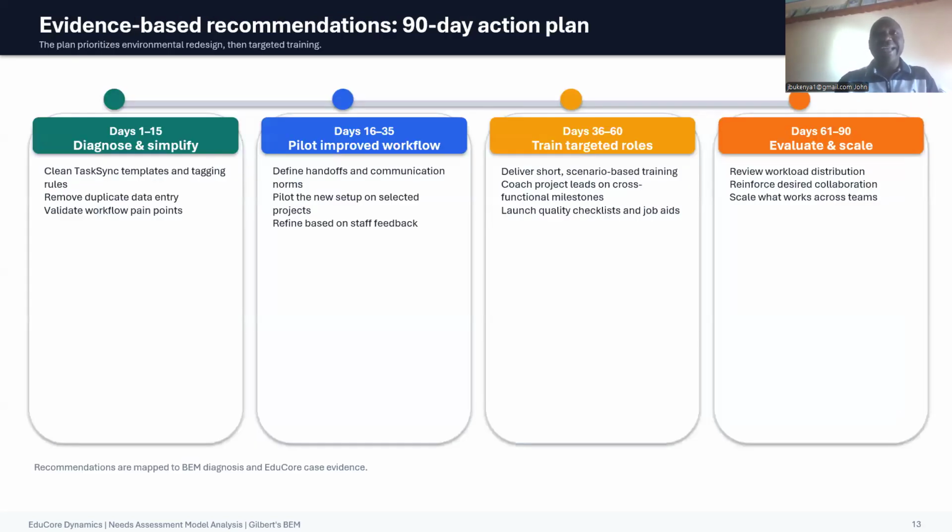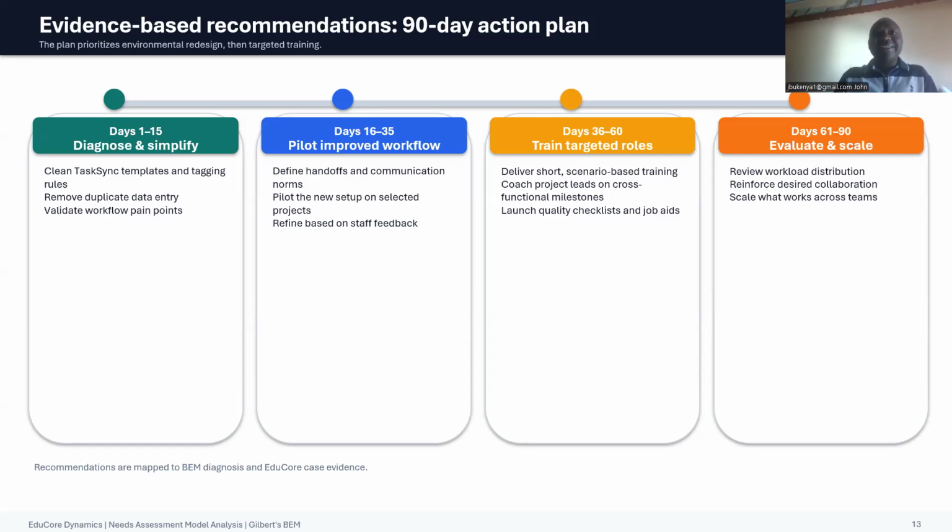Now, in my last slide, I talk about evidence-based recommendations. And here I give a 90-day action plan. The recommended response is a 90-day action plan that begins with environmental redesign and moves towards targeted training. During days 1 to 15, EduCore should diagnose and simplify the workflow by cleaning task sync templates, removing duplicate data entry, and validating workflow pain points.